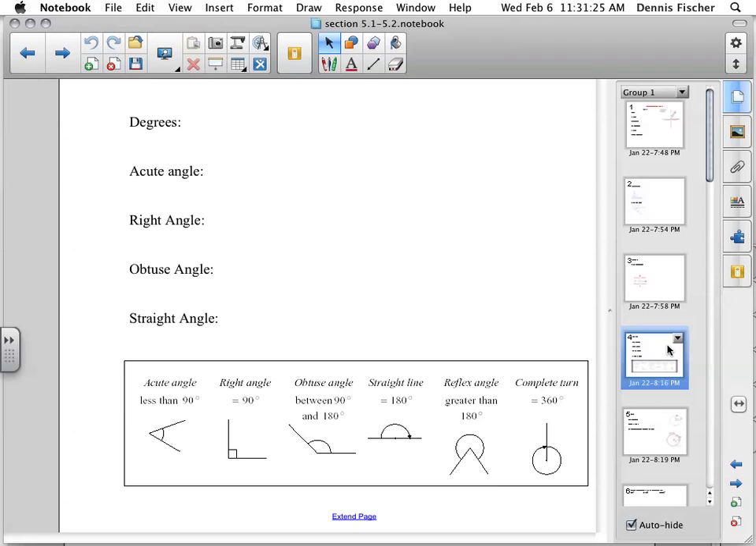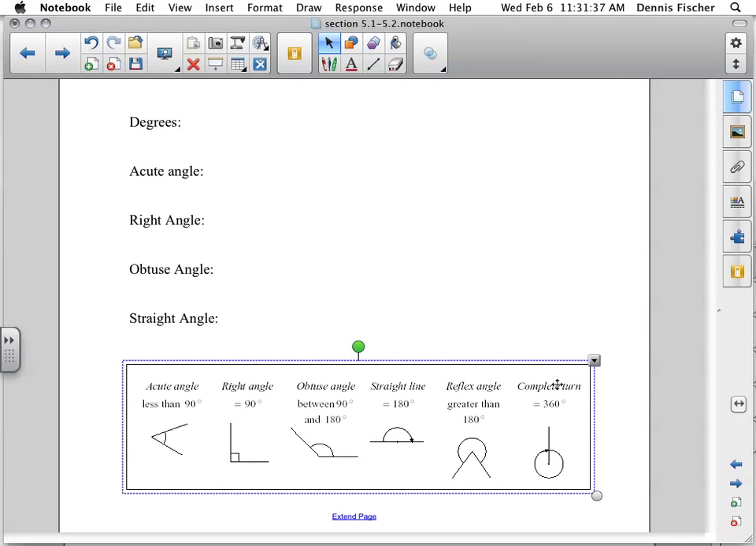The obtuse angle is between 90 and 180, or less than 180, greater than 90. Straight line is 180. I don't deal with these two, so you don't have to worry about the reflex angle or the complete turn.